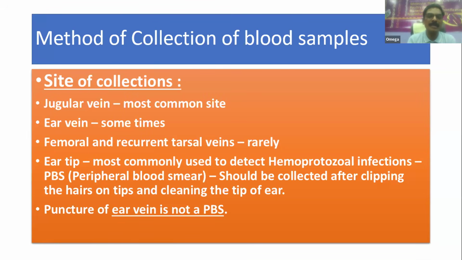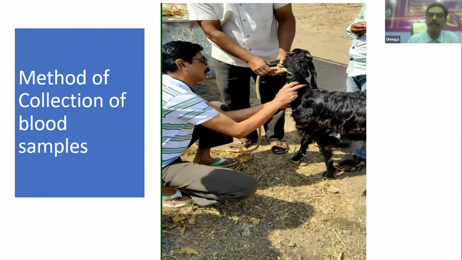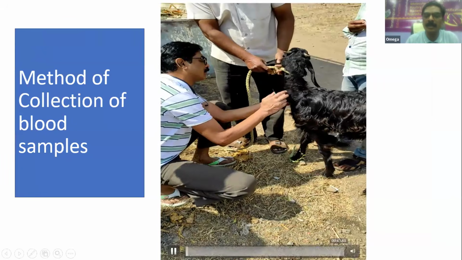Many times people puncture the ear vein and consider this the peripheral blood smear, but that is wrong. We should take a blood smear from the tip of the ear, and that will be considered the PBS or the peripheral blood smear. It is not the puncture of the ear vein. So this is the collection of blood samples. Usually everybody knows how to collect the samples.